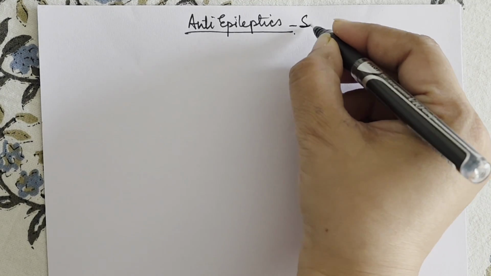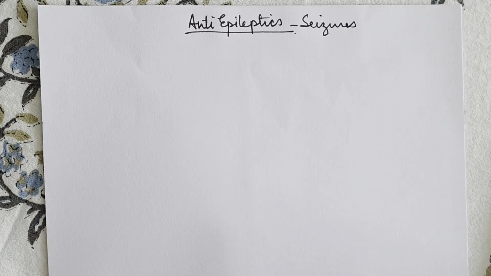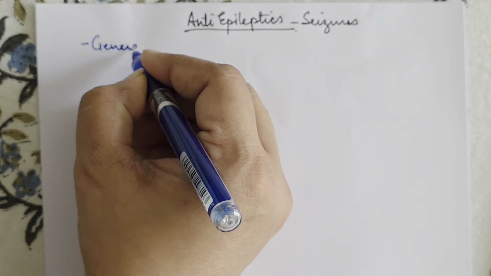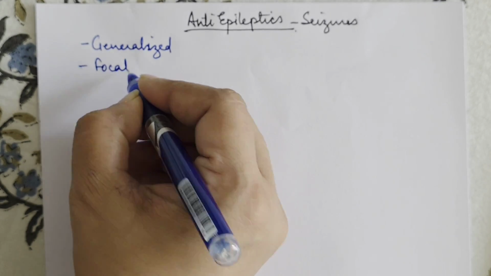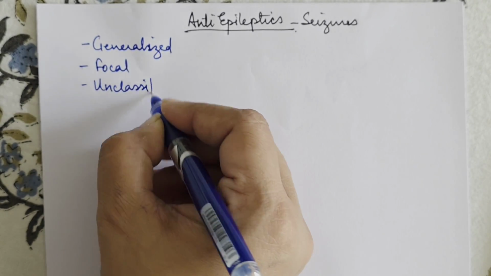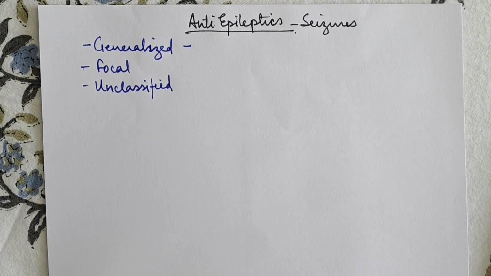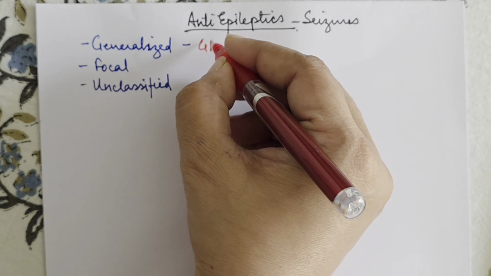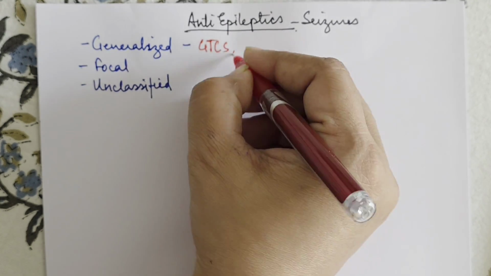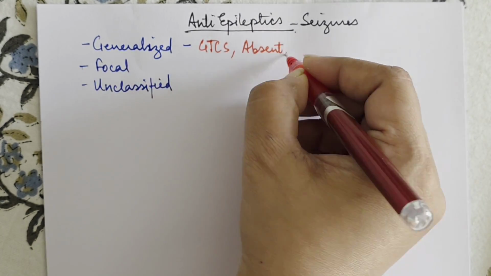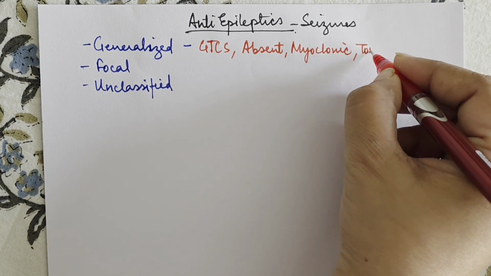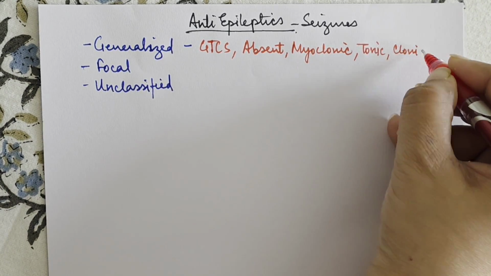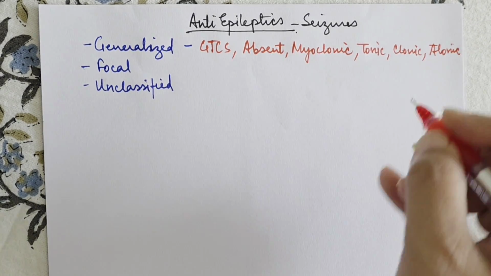So these seizures are classified into generalized, focal, and unclassified. Now in generalized seizures we have grand mal epilepsy, that is generalized tonic-clonic seizures, and then we have absent seizures, that is petit mal epilepsy. Then we have myoclonic, then only tonic or only clonic, and even atonic. So these come under generalized seizures.